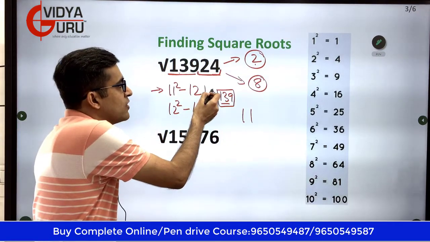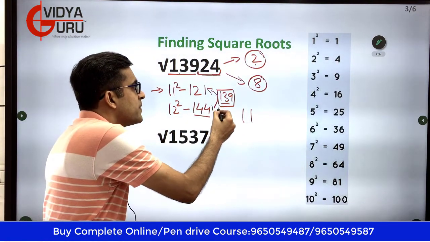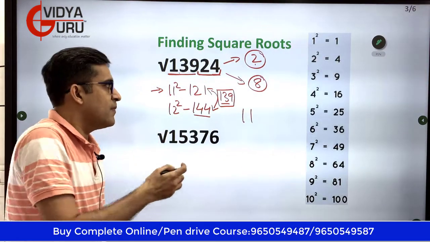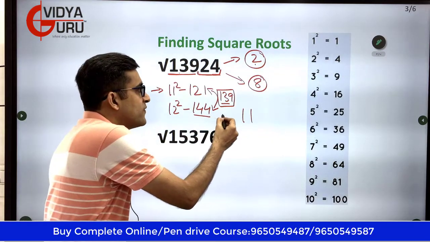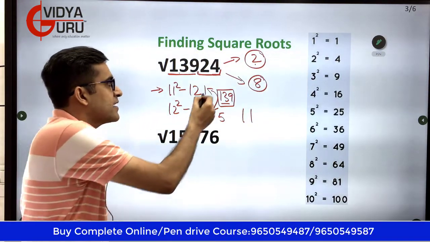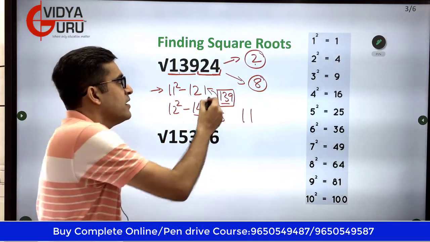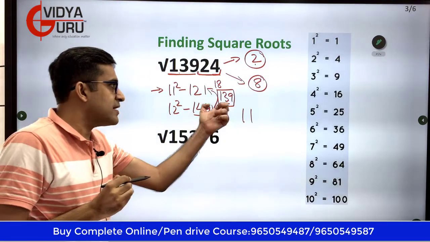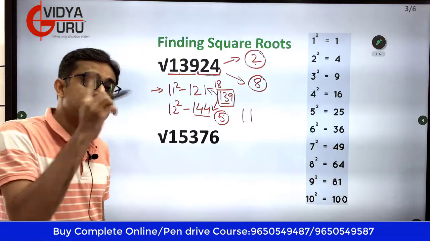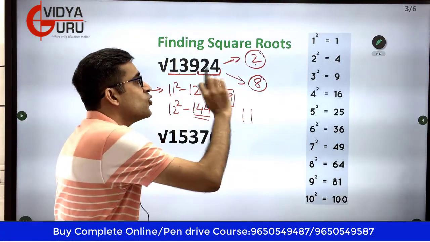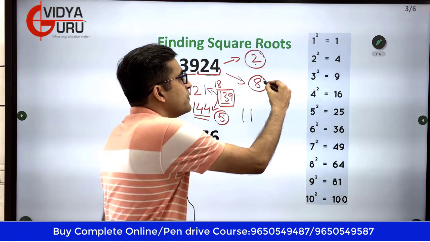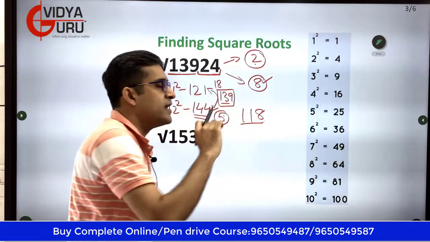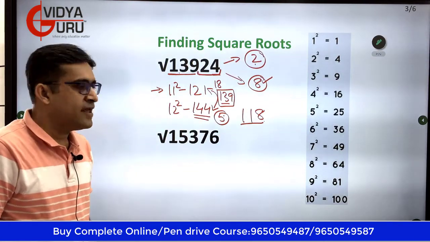Is it closer to the smaller value 121 or to the bigger value 144? Students, we can clearly see it is closer to the bigger value, because the gap between 139 and 144 is only 5. The gap between 139 and 121 is 18. So the gap is less out here. So I will go with the bigger value. Between 2 and 8, the bigger value is 8. So the answer turns out to be 118.